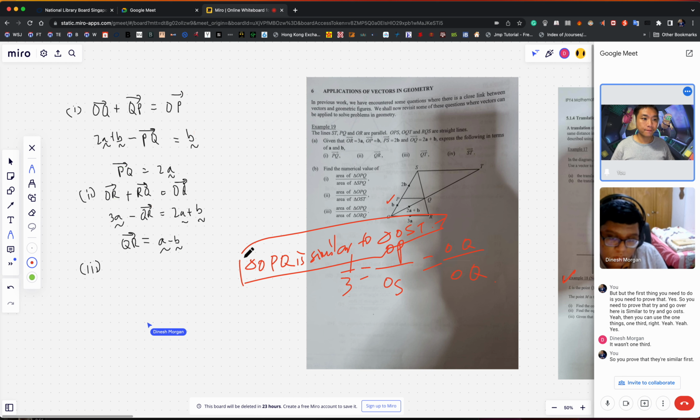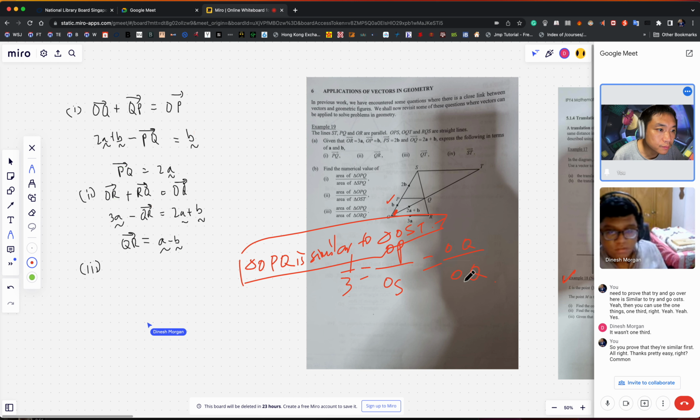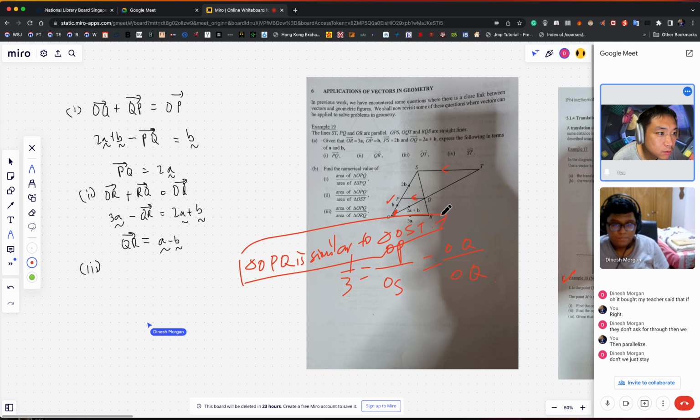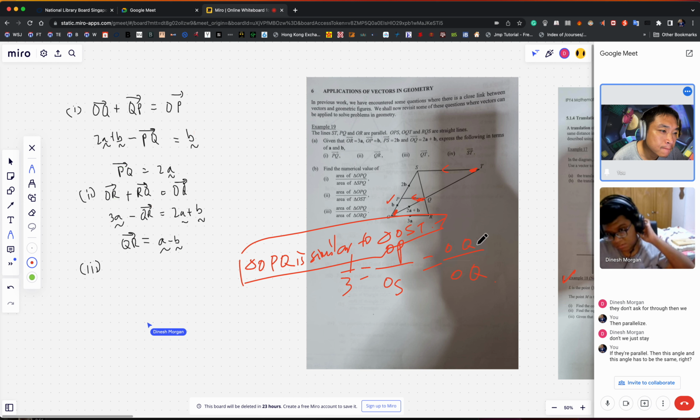And it's pretty easy, right? Common angle, right? Then parallel lines, if they are parallel, then this angle and this angle has to be the same, right?